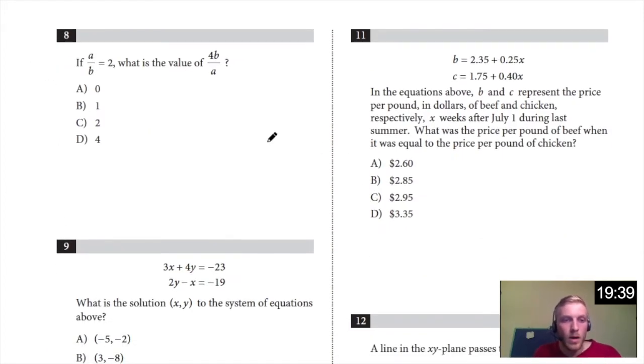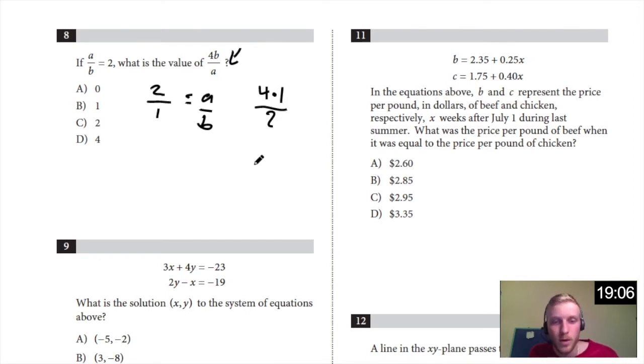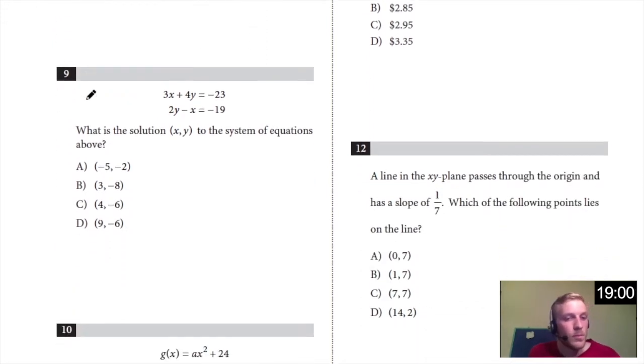All right. If A over B is equal to 2, what is the value of 4B over A? Good, so we can rewrite 2 as 2 over 1. So we can say 2 over 1 is equal to A over B. So in other words, A is equal to 2, B is equal to 1. So now we can substitute in here. So we can say 4 times B, remember B is equal to 1, so 4 times 1 over A, and we said A is equal to 2. 4 times 1 is 4, 4 divided by 2 is 2, so 2 is our answer, and answer C is going to be our answer.